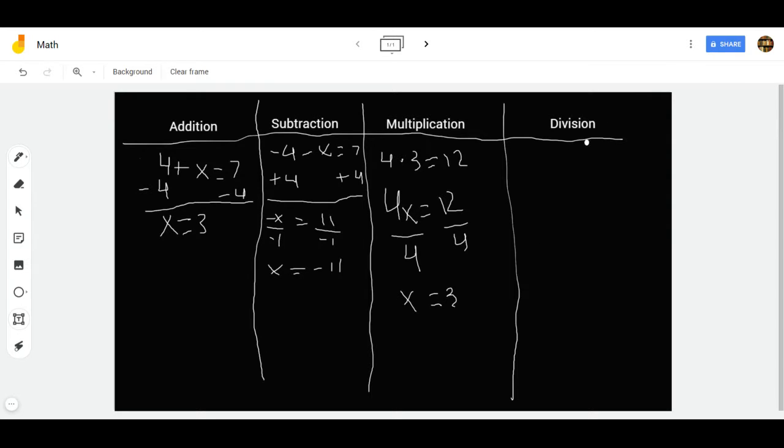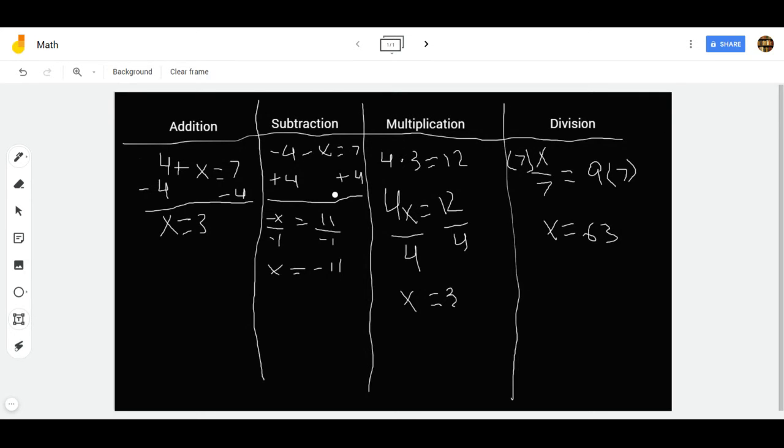Now we're going to do division. Division is similar to subtraction. Let's say that you have x over 7 is equal to 9. If it's division, you would multiply, correct? You take the denominator and multiply it to the other number on the other side of the equation sign. So you have x is equal to 63, which is correct in our case.